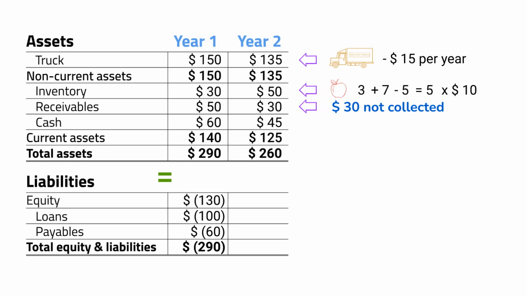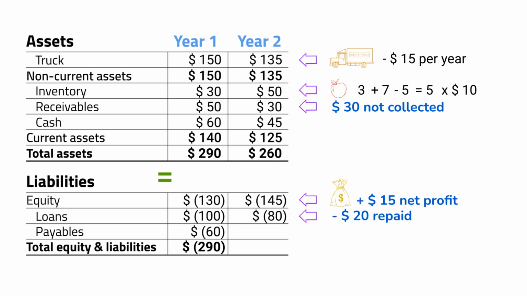Now we move down to equity. We had $130 last year. In year 2, we generated a profit of $15. Profits go to equity, so we will have $145 in equity. In the meantime, we have repaid $20 of the bank loan and have $80 remaining. And we have settled all our old trade payables and paid for half of the new purchases from our farmer. We bought 7 apples for $10 each, so 50% of that results in a $35 liability. So we have total liabilities of $115 and total equity and liabilities of $260.